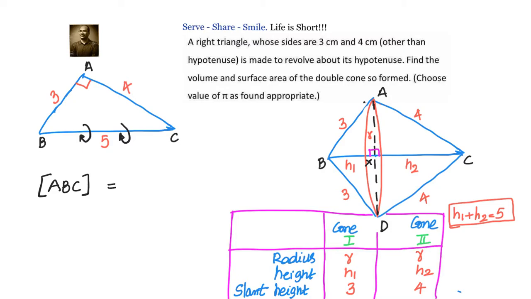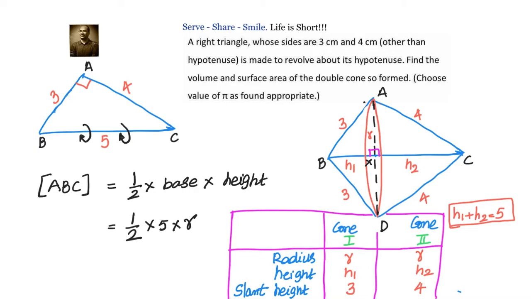For that we can use Pythagoras theorem, or we can use a little bit smarter way, that we can calculate the area of triangle ABC in two ways by using the formula half into base into height. One time we will take the base as BC, so that is h1 plus h2, which is equal to 5, into height. Height is equal to r, so I can write half into 5 into r.